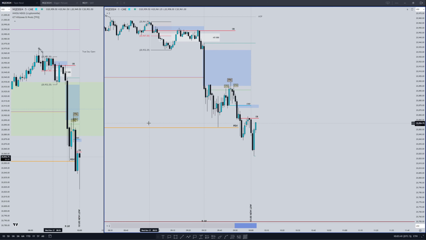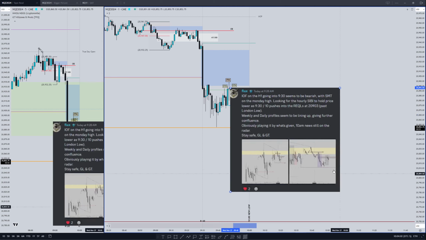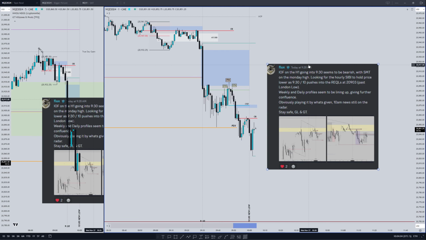But in terms of the New York session, everything that's scripted comes straight from the daily bias, right? Institutional order flow in the 1 hour going into 9:30 seems to be bearish with SMT on the Monday high, looking for hourly CBD hold, price lower as 9:30 to 10 o'clock pushes into relative equal lows past here.